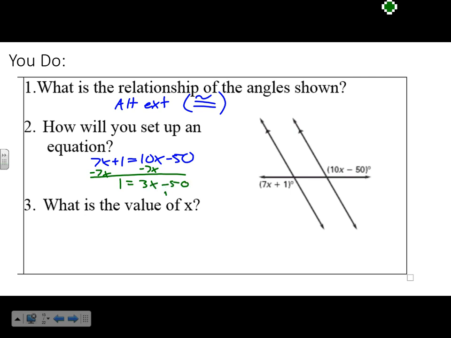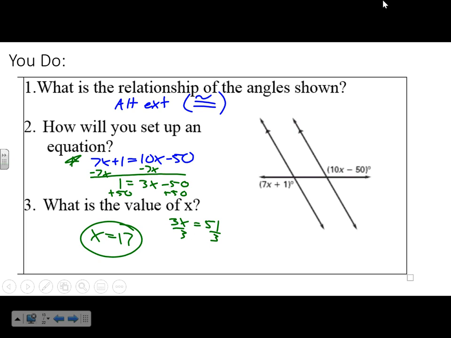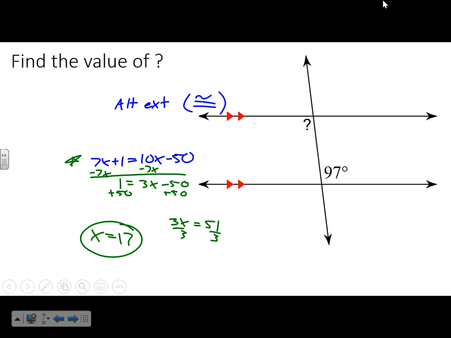I'm going to add 50. End up with 3x is equal to 51. X is equal to 17. Now again, that solving part should be pretty straightforward. The new thing is setting it up this way. And we'll get some examples of when they're not congruent and they're supplementary, so they add up to be 180. So be careful. Remember, that's the same side interior. And if they make up a linear pair.